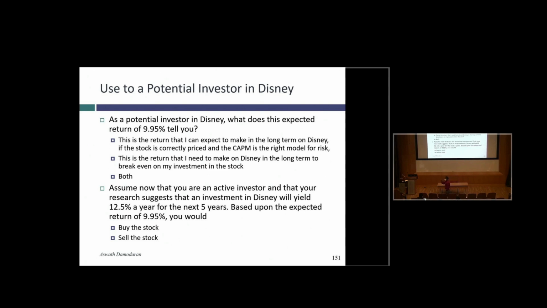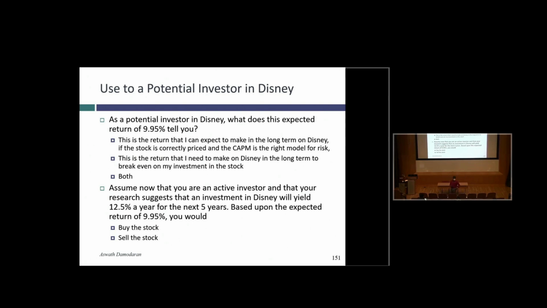9.95% is the return I need to make on Disney for it to be not even a good investment, just a neutral investment. So let's follow through. 9.95% is the return. And so both these statements are right. The first statement is the statement you'd make if you believed in efficient markets. The second statement is the statement you'd make if you think you can actually pick stocks.